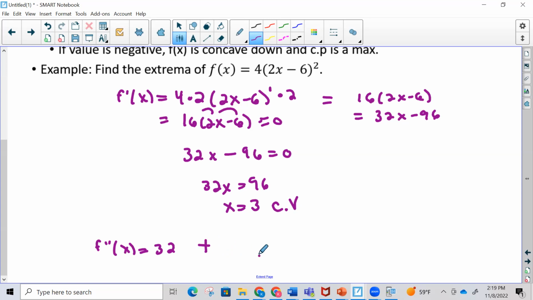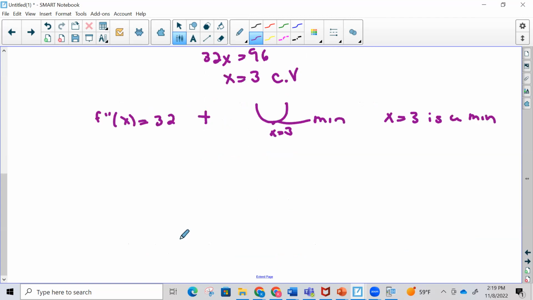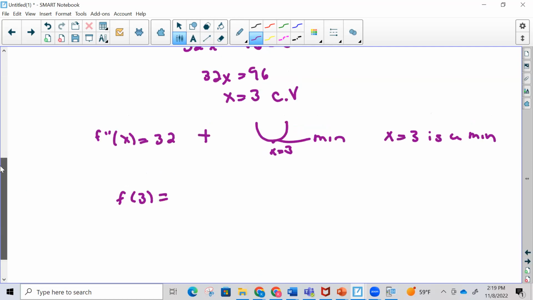This is positive, so my function is always concave up, which means at the critical value of x equals 3, we would have a min. So x equals 3 is a min. And if you need the y value, you would plug 3 into the original function to get the y value.